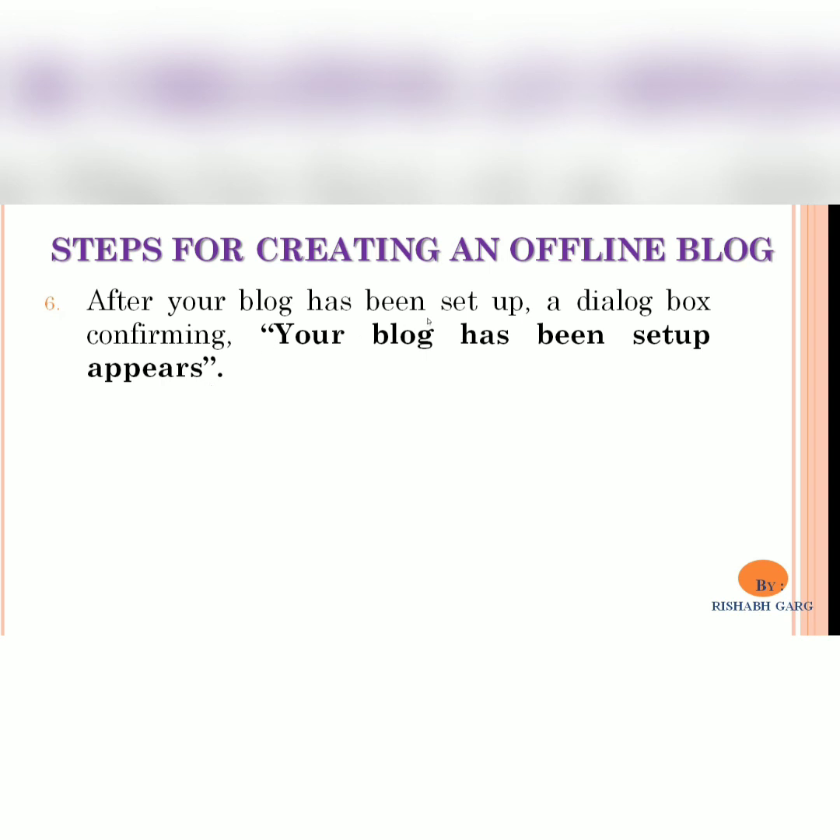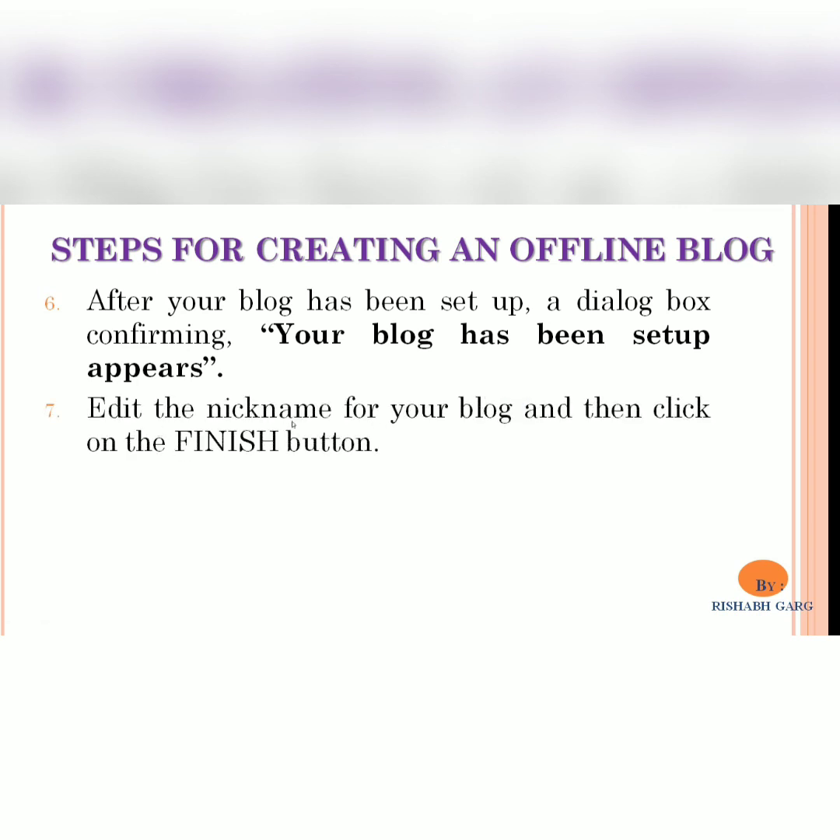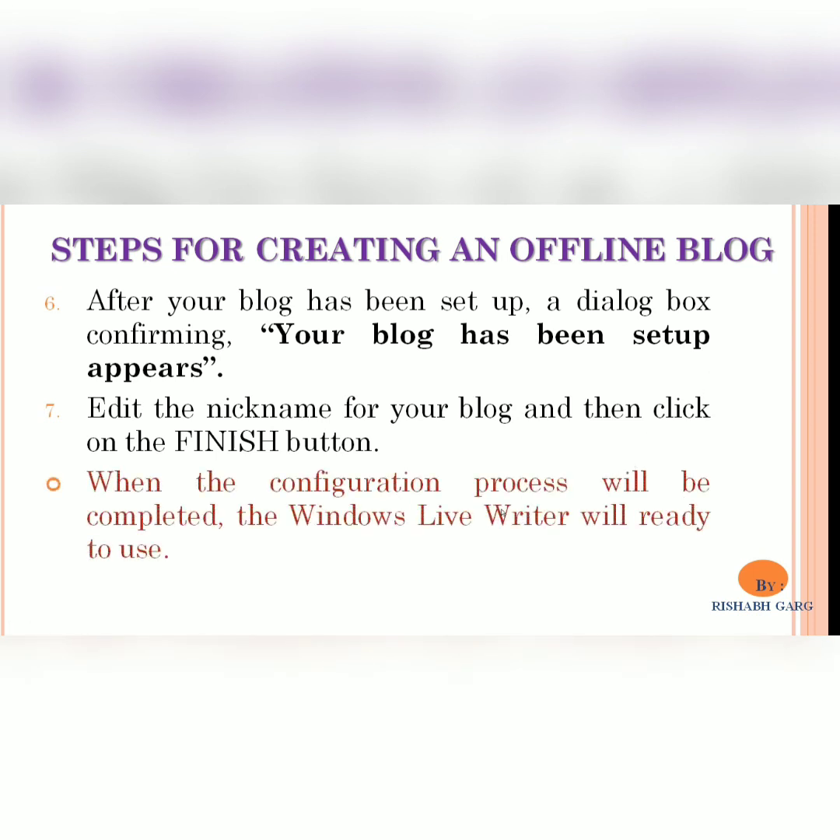After your blog has been set up, a dialog box confirming your blog has been set up appears. Edit the nickname for your blog and then click on the finish button. When the configuration process is completed, the Windows Live Writer will be ready to use. So by using all these steps, you can create an offline blog account using wordpress.com. I hope it's clear to all of you.